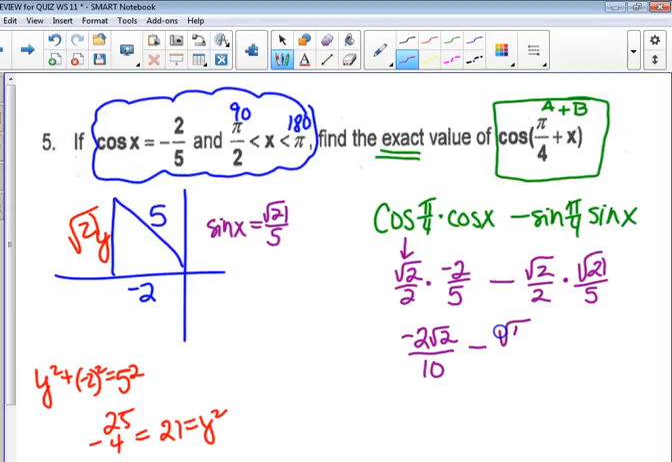That becomes square root of 42 over 10. Now, what could we reduce if we wanted? This one could become negative square root of 2 over 5. Does this simplify 42?